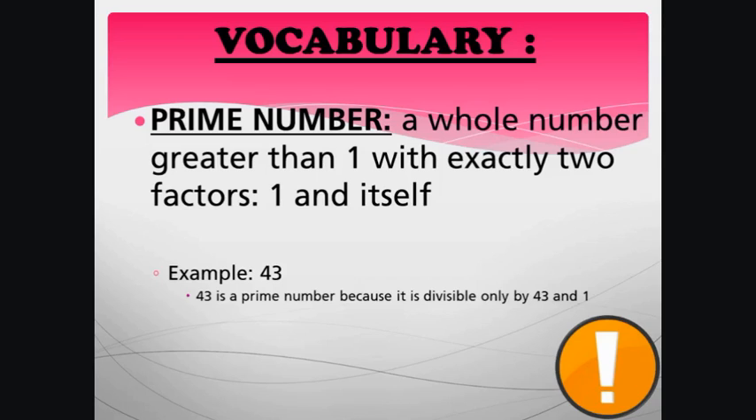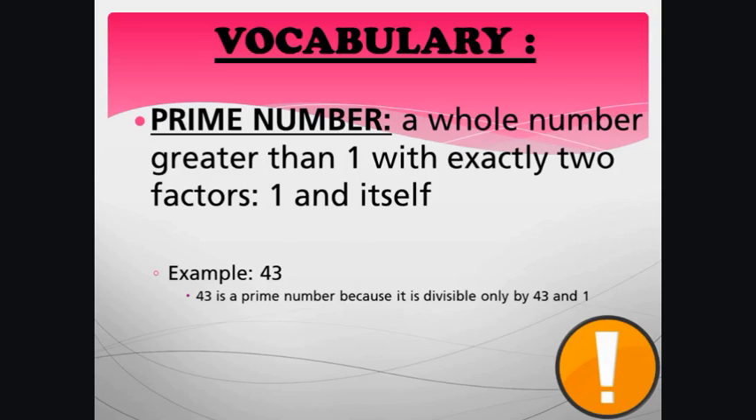First, let's identify what a prime number is. I'm sure that a lot of you have heard it before, but let's review. A prime number is a whole number greater than 1 with exactly 2 factors. And the word factor is going to come into play later on in this lesson. So for example, 41 is a prime number because the only factors that it has are 1 and itself. It only has those 2 factors, so it's a prime number.